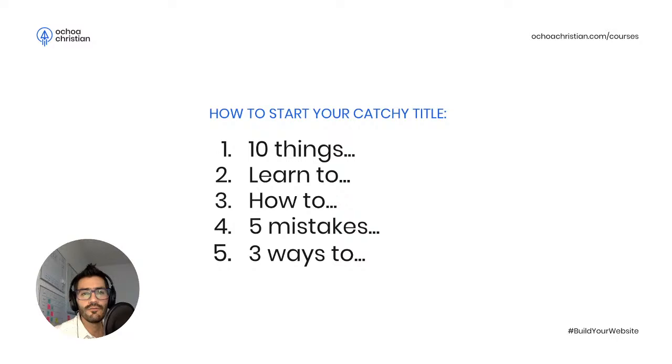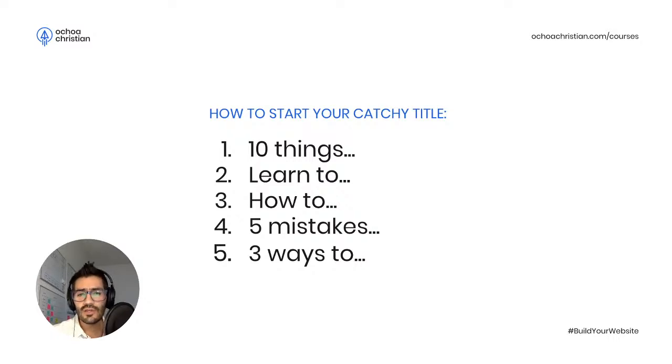I mean, if you are making cookies, okay? If you're selling cookies: 10 things you didn't know about chocolate. I don't know. Learn to make cookies at home in 5 days. How to make oatmeal cookies for kids. 5 mistakes most people make, I don't know, in the kitchen. Or 3 ways to improve, or 3 ways to make cookies that your pet will love. I don't know. I'm just making things up.